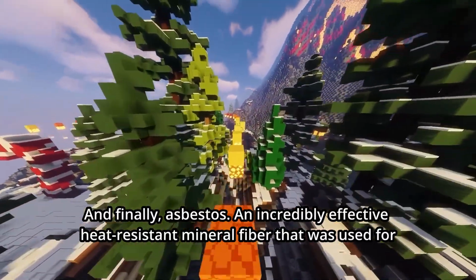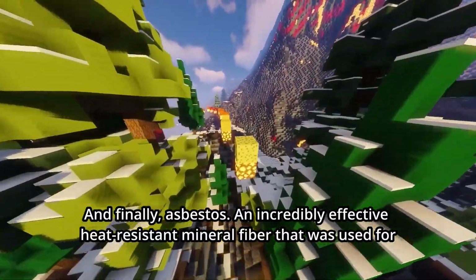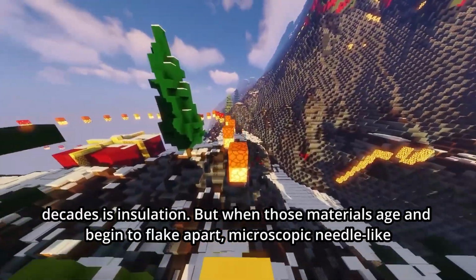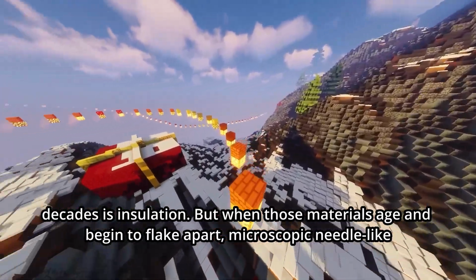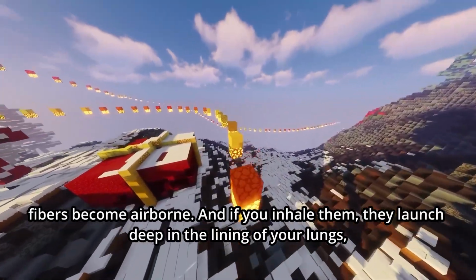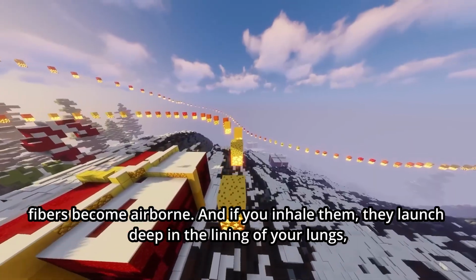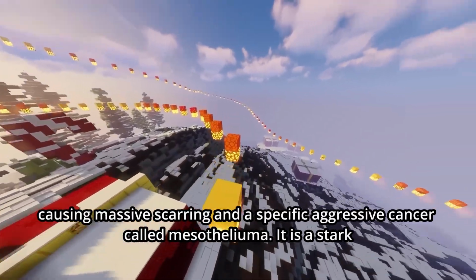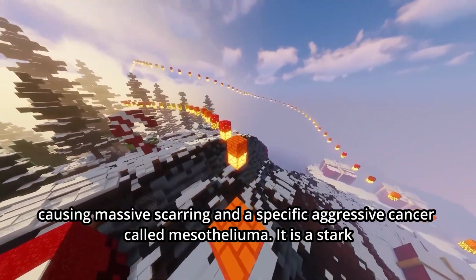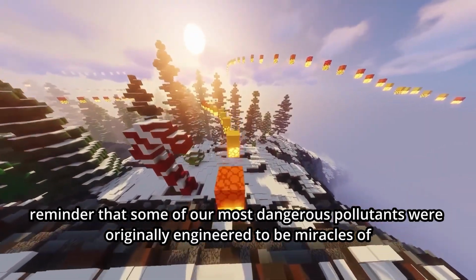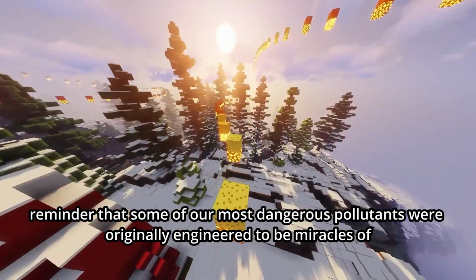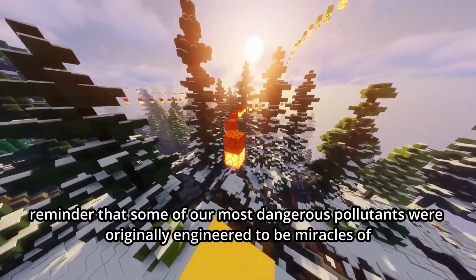An incredibly effective, heat-resistant mineral fiber that was used for decades as insulation. But when those materials age and begin to flake apart, microscopic needle-like fibers become airborne. And if you inhale them, they lodge deep in the lining of your lungs, causing massive scarring and a specific aggressive cancer called mesothelioma. It is a stark reminder that some of our most dangerous pollutants were originally engineered to be miracles of modern convenience.